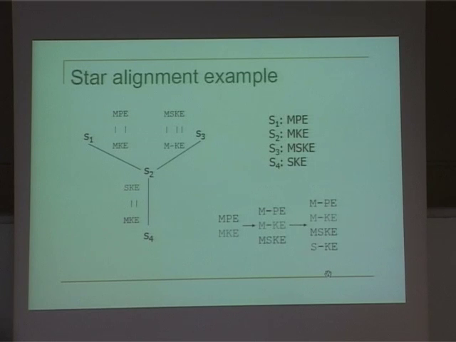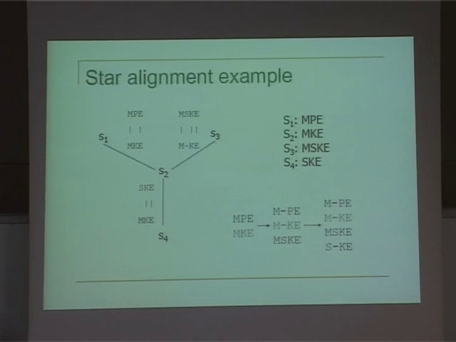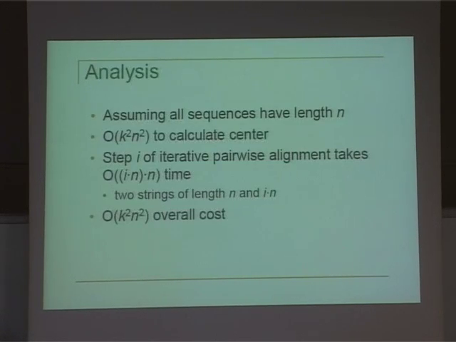So by choosing a single pivot, we will not have inconsistencies when combining these alignments. That's the main idea of star alignment, and its overall cost is k square n square. As you can see, in polynomial time, we can build a multiple alignment. But the disadvantage of star alignment is that if your center sequence is not similar enough to all of the sequences, your alignments may be wrong.